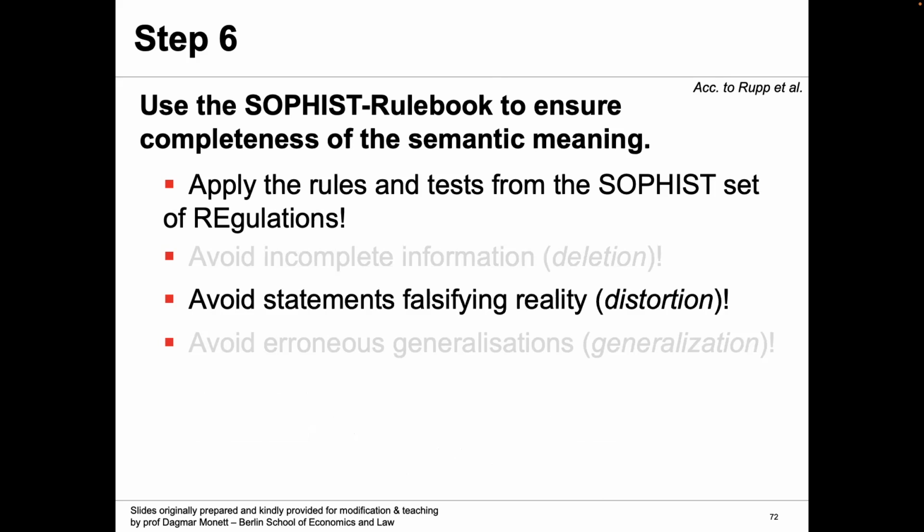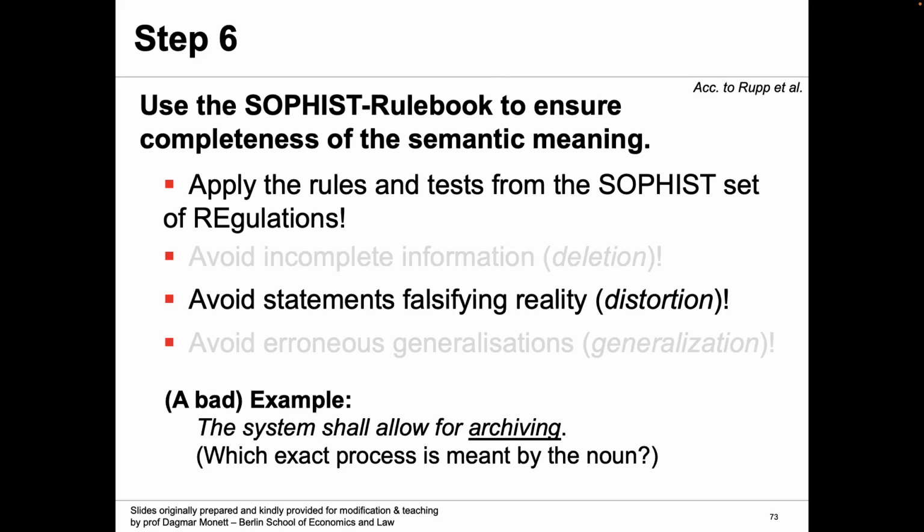The other thing that they say is that in order to ensure a complete semantic meaning of a requirement, they need to avoid falsifying reality. For example, the system shall allow for archiving. There's nothing clear about this action, archiving, like what exact process is meant by it. So when you write your requirement, the message behind this is to try not to have ambiguity. There's a lot of information that is missing in this example.